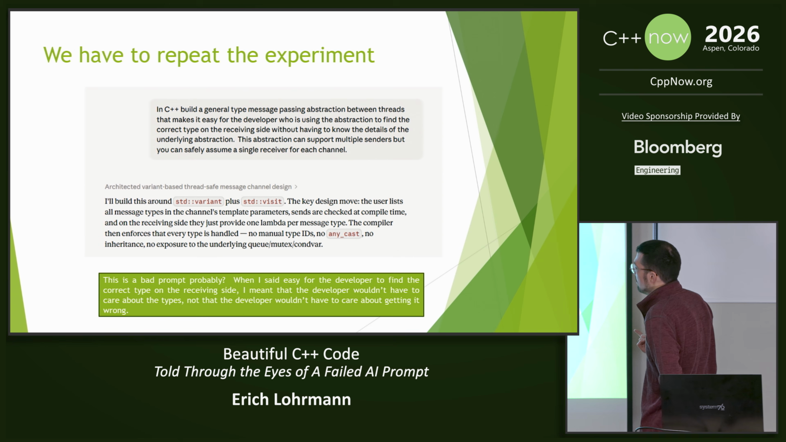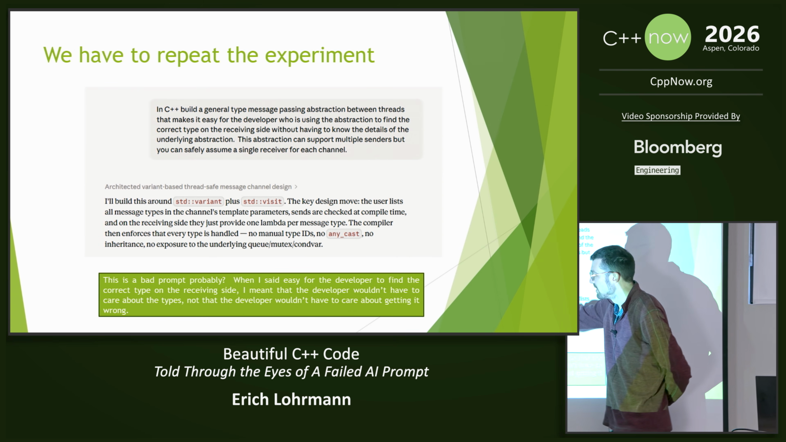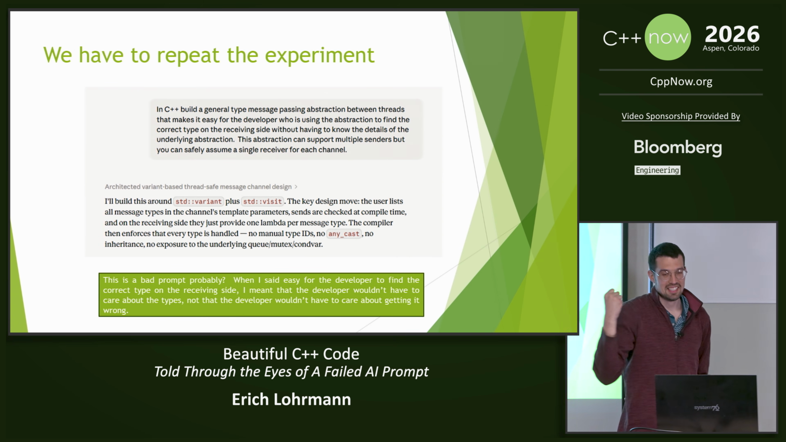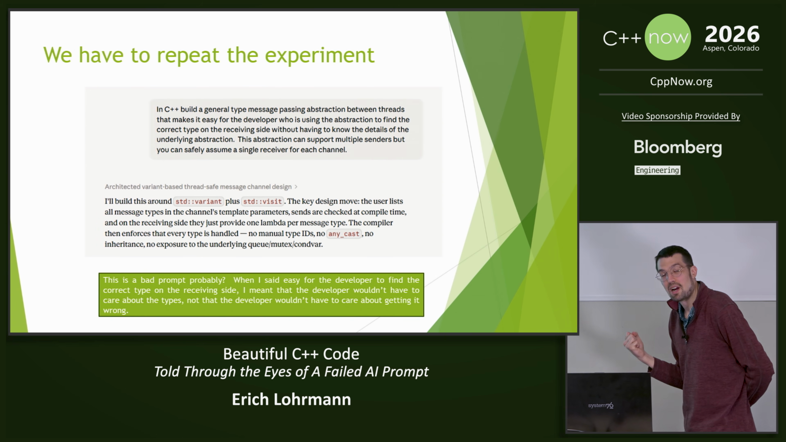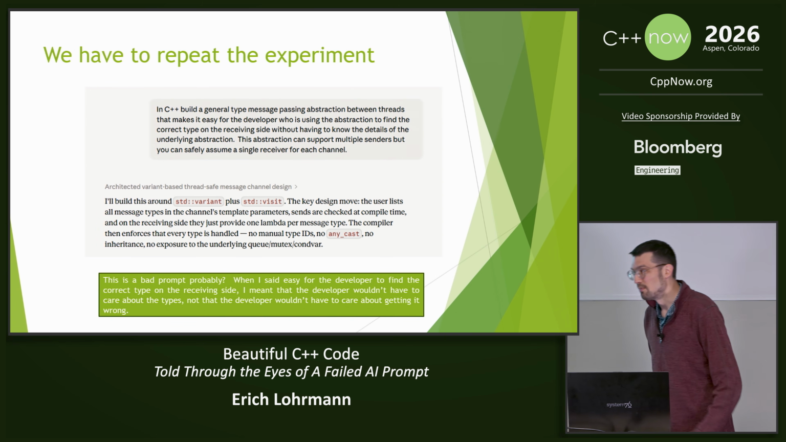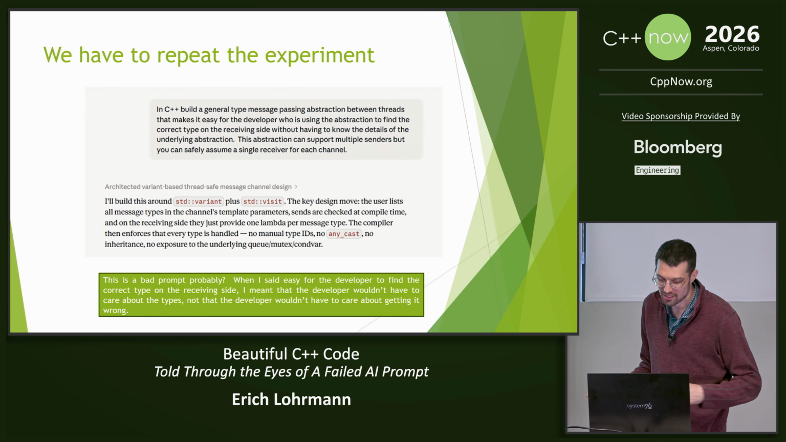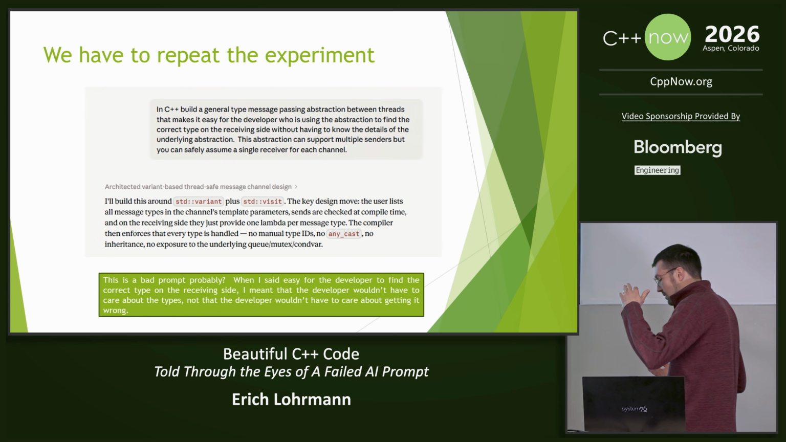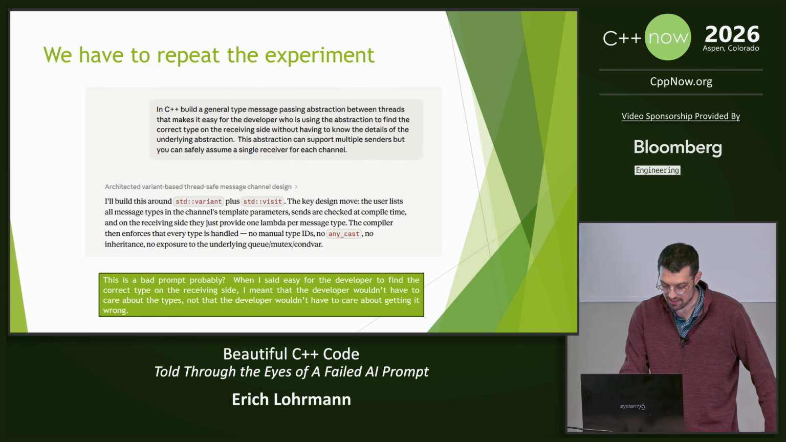So we said, okay, I'm going to build this around standard variant plus standard visit. Okay, so I know immediately what it's going to do. It's going to require me to write types out for all of the message types that I'm going to specify when I receive and my send. So that's definitely not what I want. Why do I not want that?